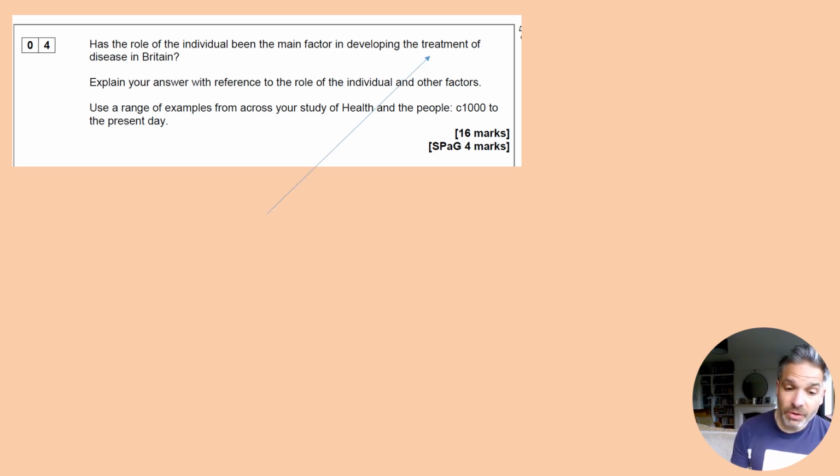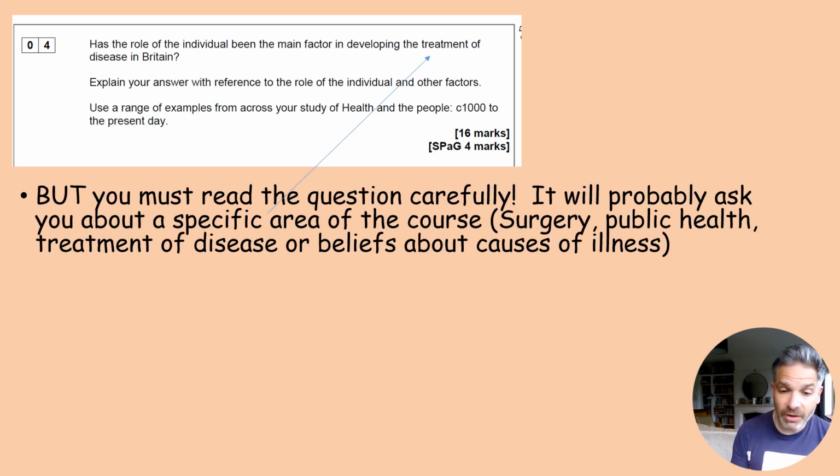Now, the other thing to really bear in mind in this one is, as you can see from my little arrow there, it usually will ask you about a particular area of the course. So it won't usually say, for example, has the role of the individual been the main factor in the development of medicine, full stop. It's going to ask you most likely about a specific part of the course, and that will be either surgery, public health, the treatment of disease, which is what you can see here, or beliefs about the causes of illness. So it's effectively matching up factor with area of the course, and if you put those things together, you can plan for it.